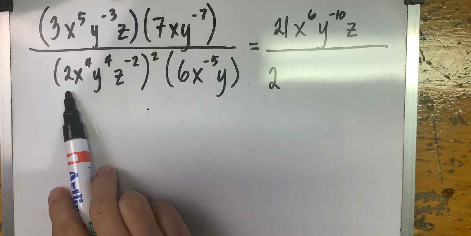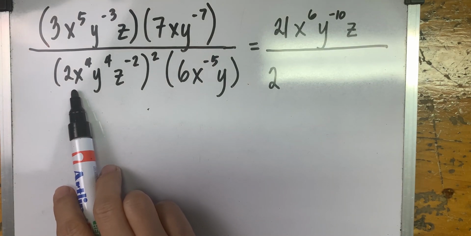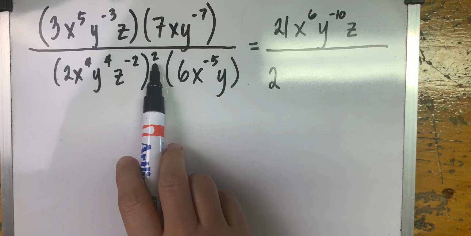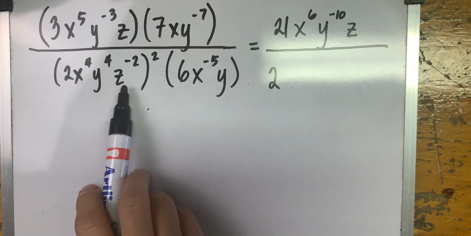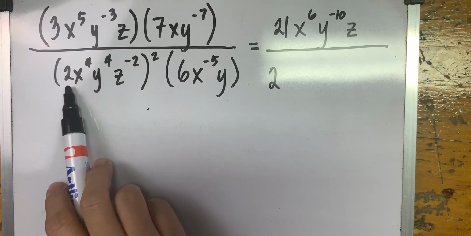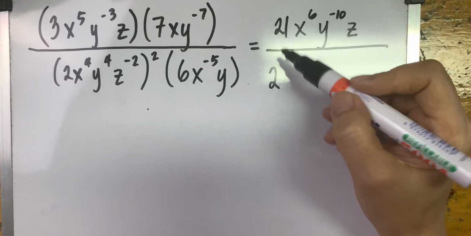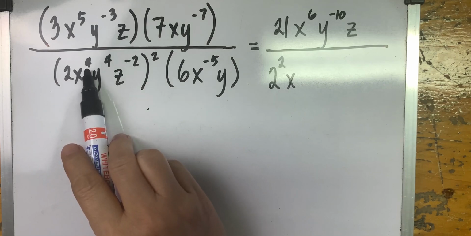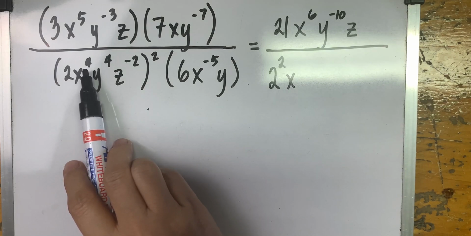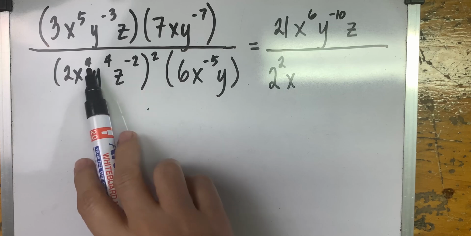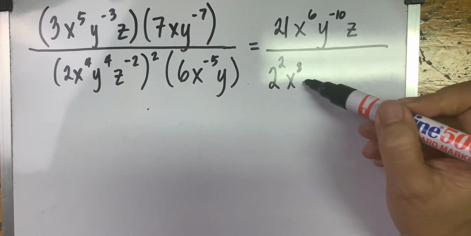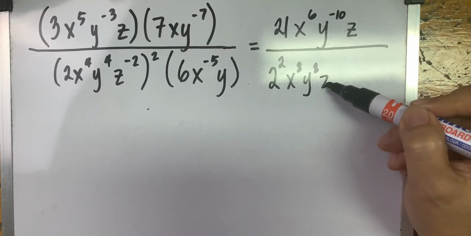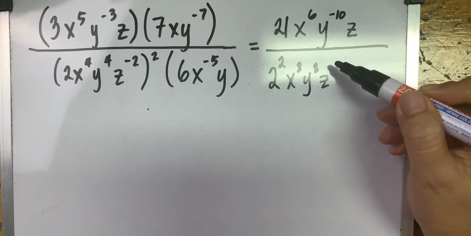Okay, so now we're working on the denominator. So this one, itong whole quantity nito raised to 2. So dapat lahat ng nandito, i-raise natin lahat sa 2. For the coefficient, raise natin to sa 2. And then for x, 4, again, pag power rule, we will multiply natin yung dalawang exponent. 4 times 2 is 8. And then for y, 4 times 2 is also 8. And then for z, negative 2 times 2 is negative 4.